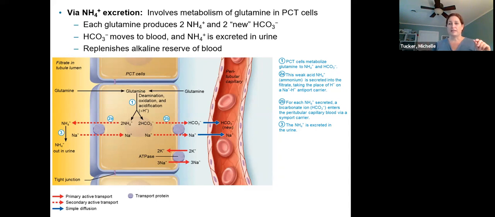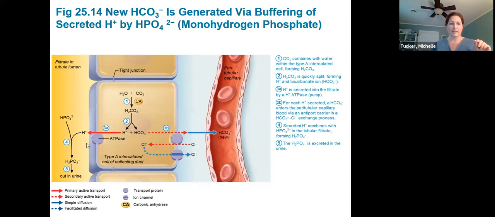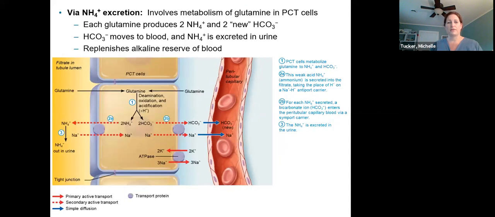In the phosphate pathway, a hydrogen ion is secreted, and at the same time, a bicarbonate, a new one, is generated. For the third, the glutamine pathway, we're not actively secreting hydrogen, but we are generating 2 new bicarbonate. So those are the key take home from these 3 graphics.